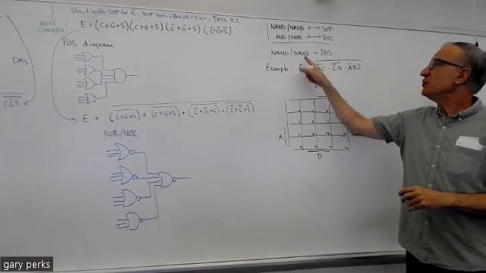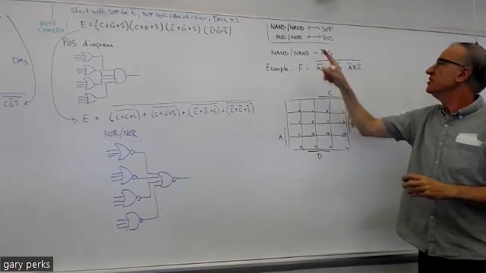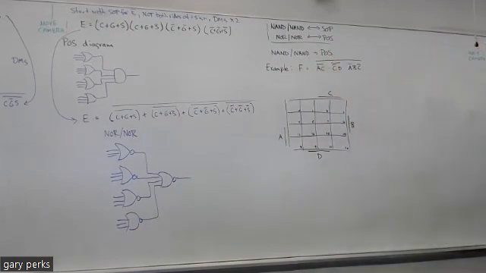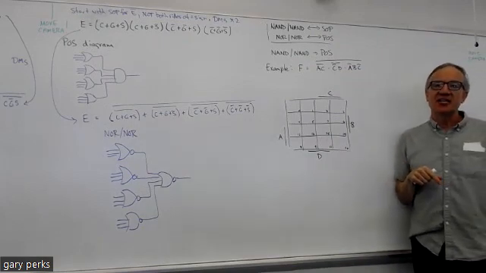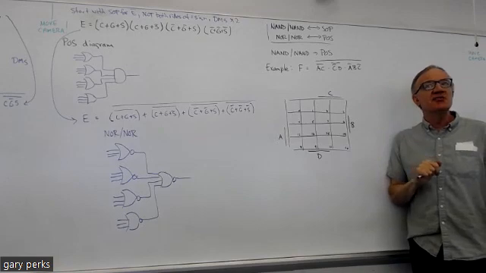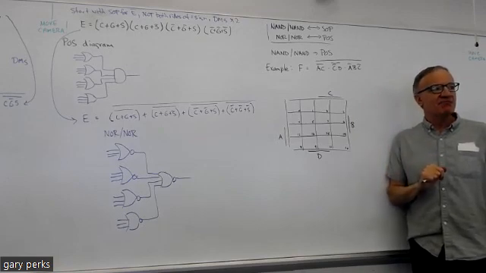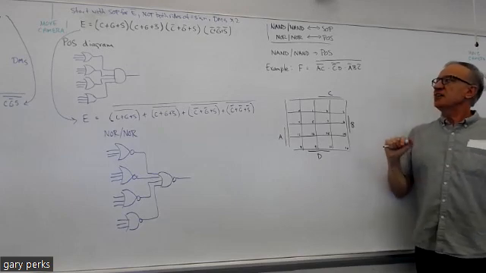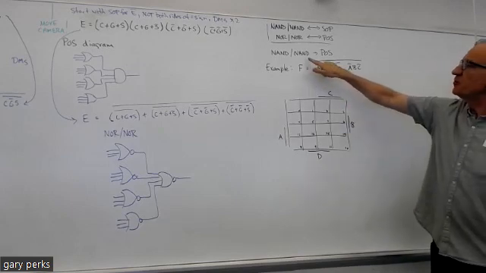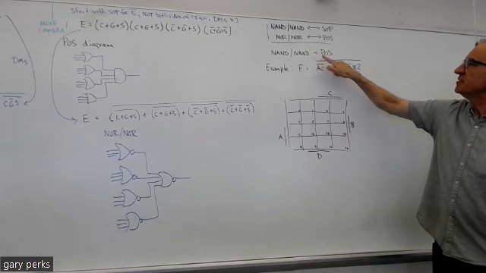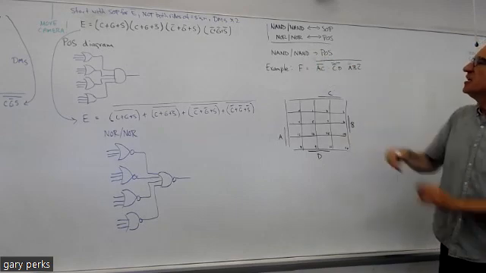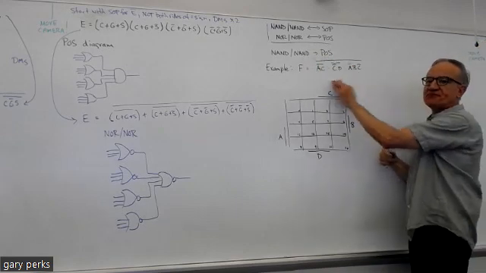But if you want to go NAND NAND to POS, or NOR to SOP, it requires a little bit of work. It actually requires some of the things we talked about earlier in the quarter, like a K-map. So let's go ahead and do that. Let's go from NAND NAND to POS, and we're going to use this example.